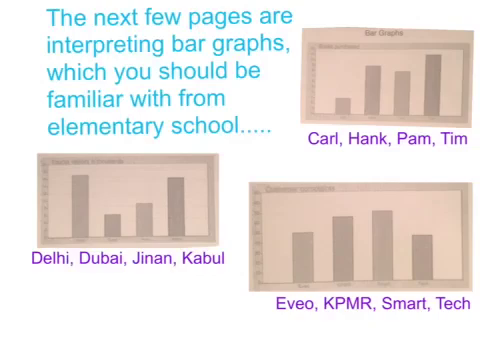So, the first graph, which is up here in the top right-hand corner, the first bar is for Carl, the second bar is for Hank, the next bar is for Pam, and the last bar is for Tim. So, if you couldn't read, those are the 4 people's names that are represented by books they purchased.